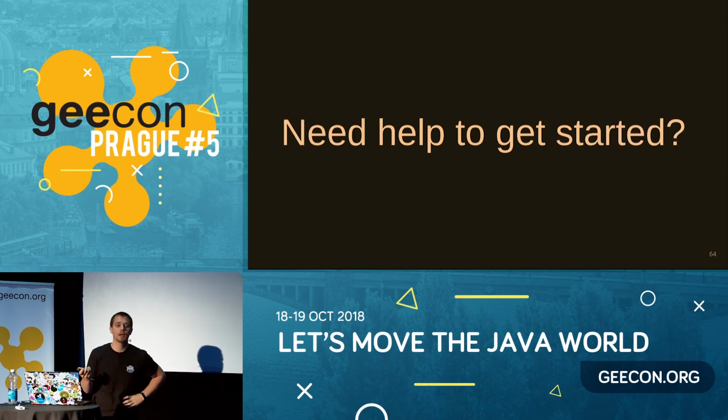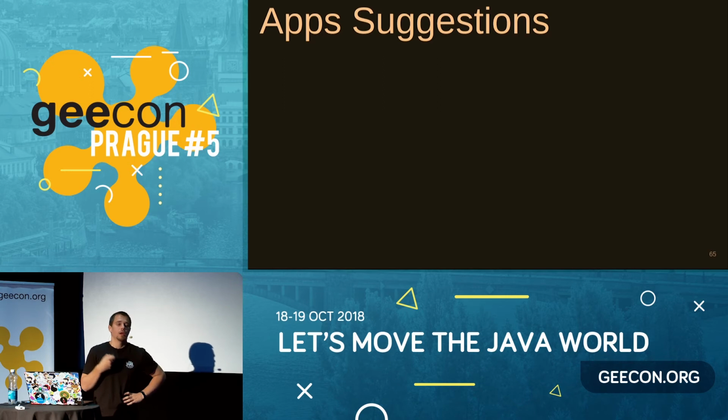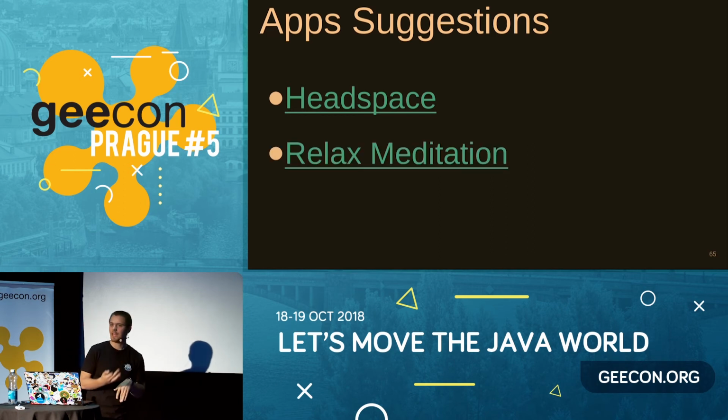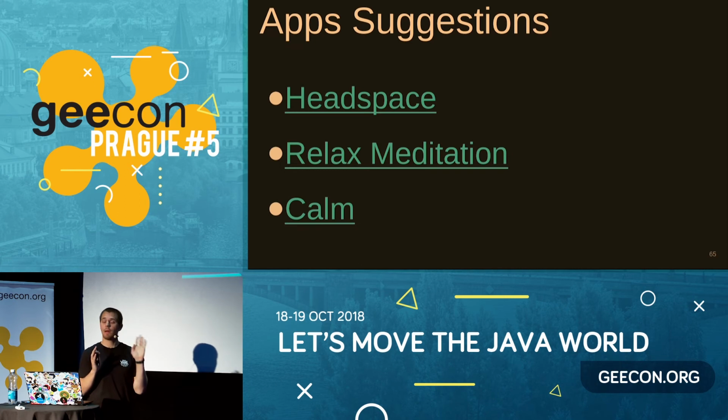So, if you need help getting started, there are some apps. Headspace is awesome, especially the free part, which really teaches you how to get started with meditation. There are some other apps like Relax Meditation, Calm, and many others, but Headspace is great for starting with a guided meditation in the first place.